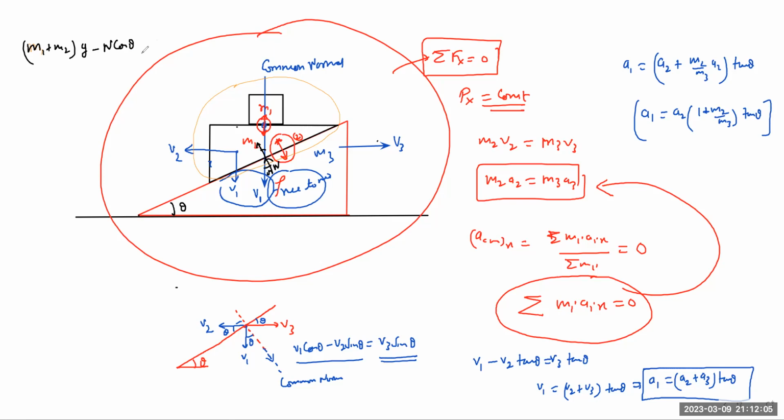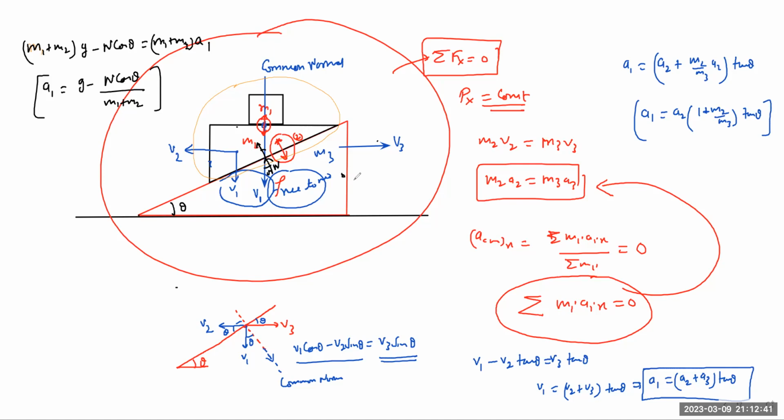And this net force equals net mass into which acceleration should we write here? A1. That's it. And therefore you can see A1 is basically g minus N cos theta upon M1. See, we got A1 in terms of N, which is the common variable.